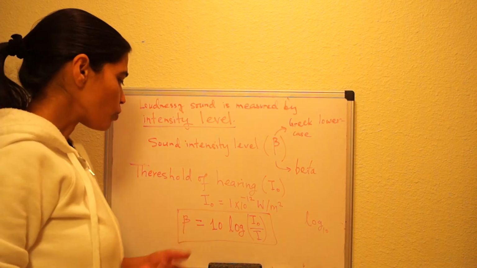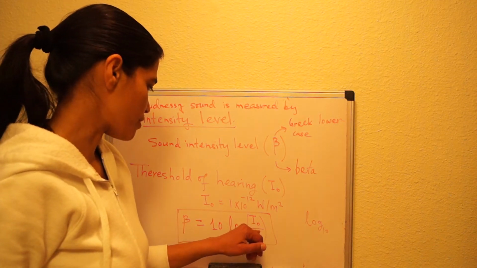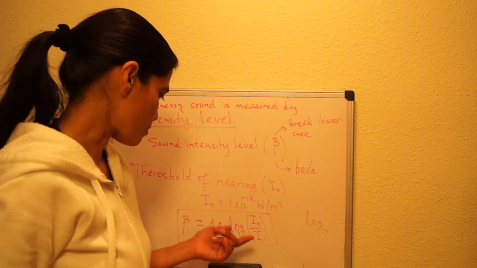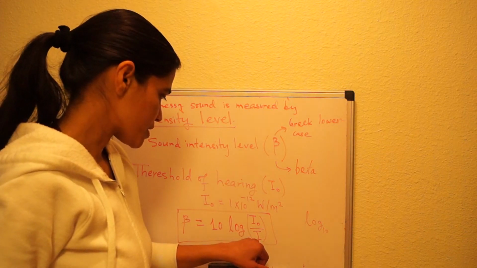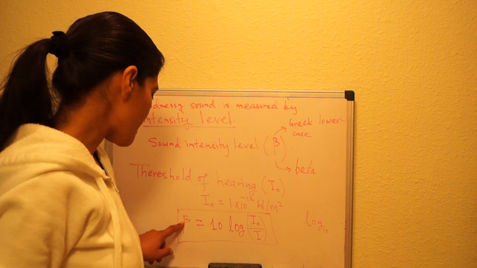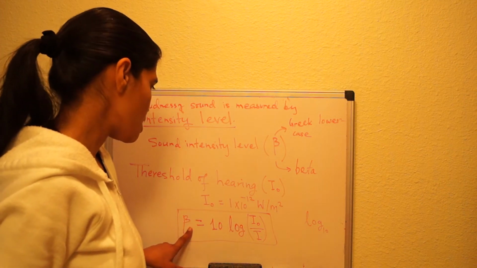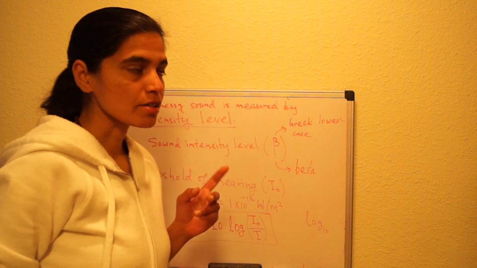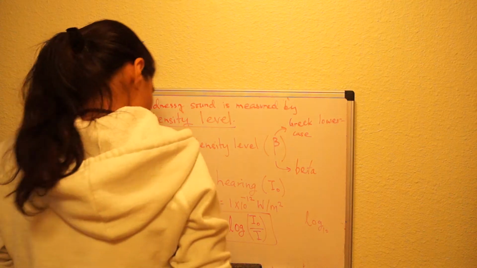So beta equal to 10 log I naught by I, where I is the intensity at some other distance. I naught is the threshold of hearing, okay? And this quantity beta will give us the sound intensity level, or the loudness of the sound, okay?